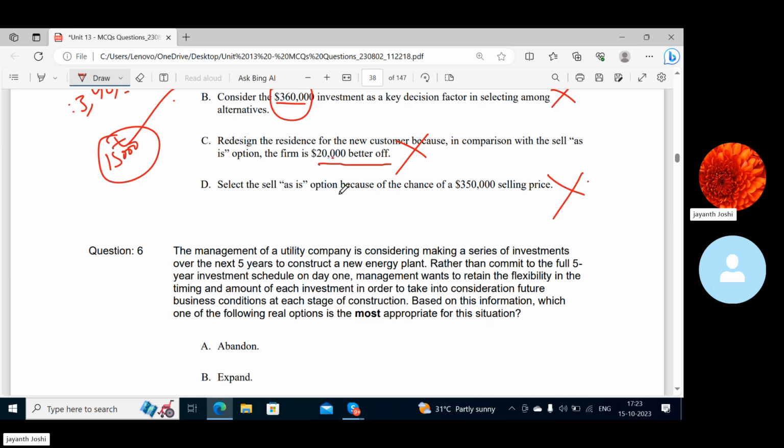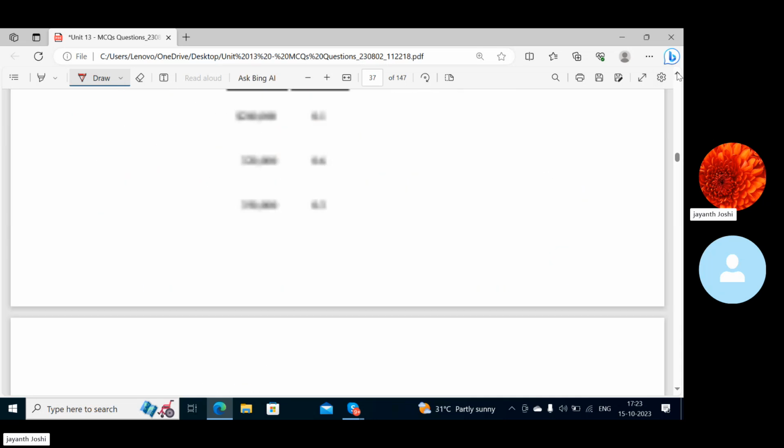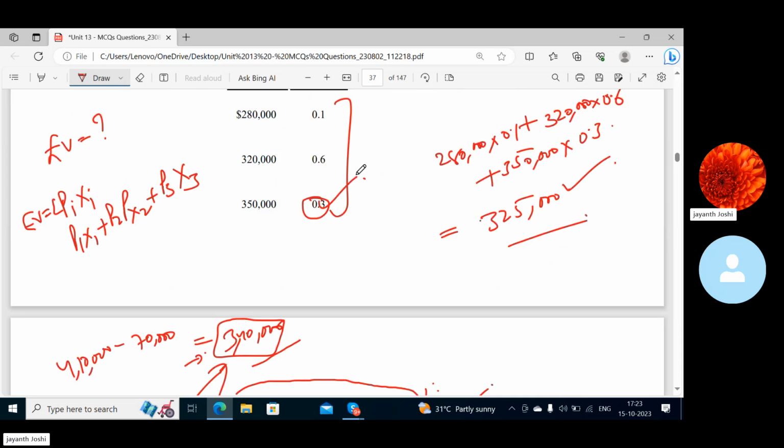Sell as is option because of the chance of 350,000 selling price. Where is this 350,000 given? 350,000 is like a 30% chance I have that I'll get 350,000, right? So if there is only 30% chance, will I consider this? Anyone will consider very less chances?